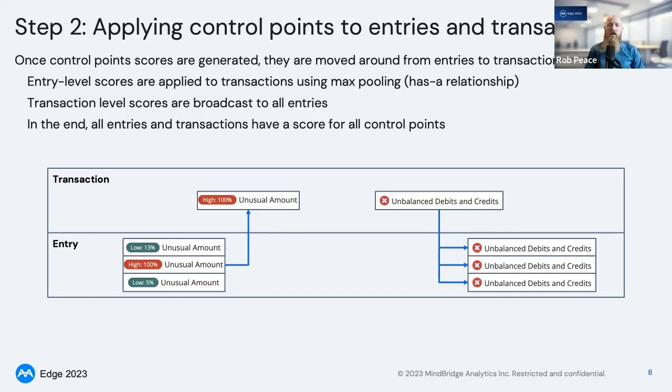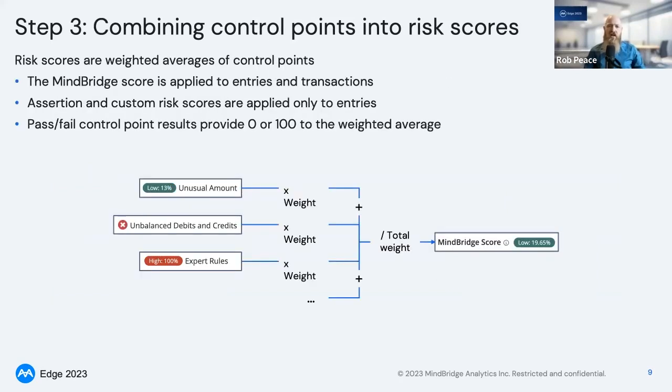Going the other way, transaction level scores are broadcast to all the entries. So that one transaction level score becomes the score for all entries. Again, intuitively, you could think of this as a belongs to relationship. If an entry belongs to a transaction that has unbalanced debits and credits, that entry is scored high for unbalanced debits and credits. So after this step, all entries and all transactions have control point scores for them, which is useful in the next step, which is combining control points into risk scores.